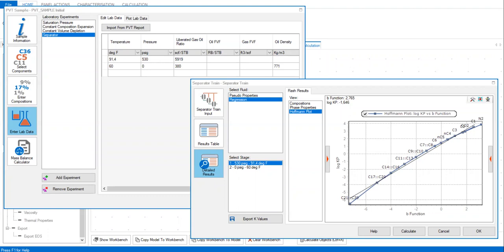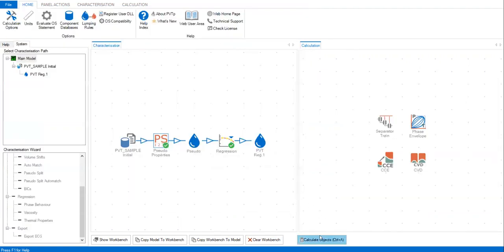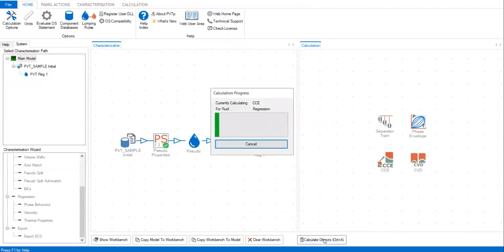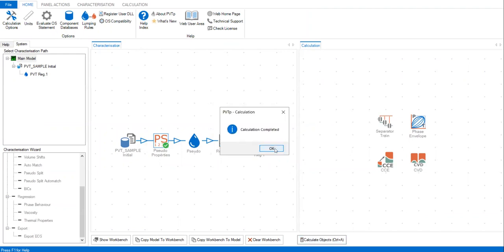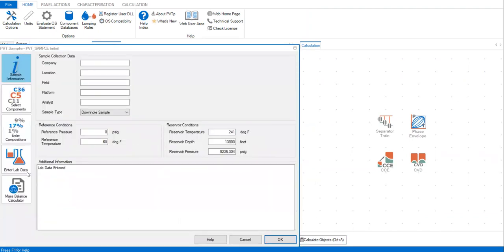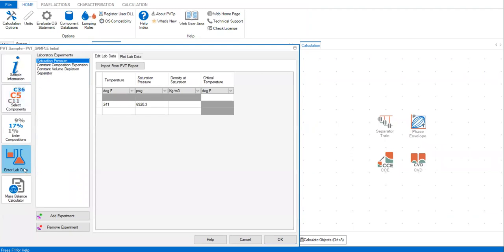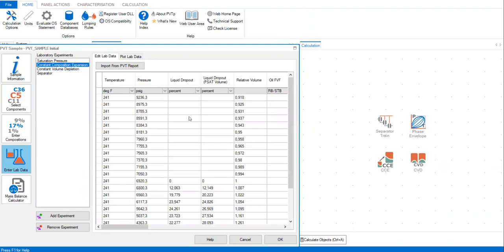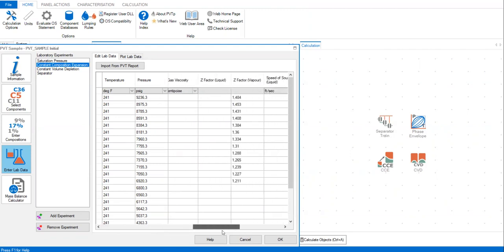And now the third validation that we need to do is the constant composition expansion. So I'm going to close the window for the separator train. You can press calculate again if you want. Okay, so now let's first open the sample and enter lab data, check the CCE, and you see we have liquid dropout at saturation pressure, and then relative volume, and lastly we also have Z factor.